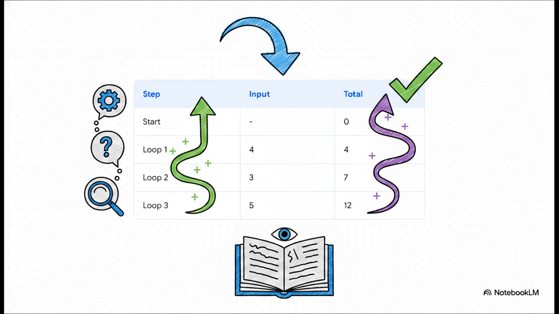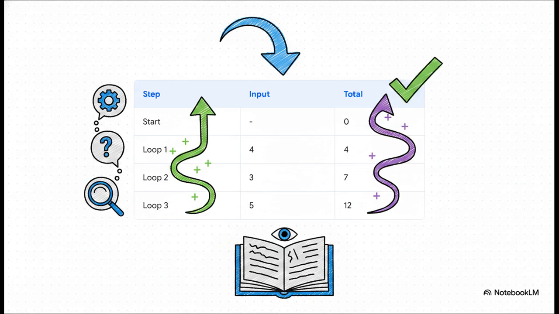Let's trace the evidence. We start with a total of 0. In loop 1, the input is 4, so the total becomes 4. In loop 2, the input is 3, jumping the total to 7. And in loop 3, an input of 5 brings our final output to 12. You see how this brilliantly illustrates those hidden changes?